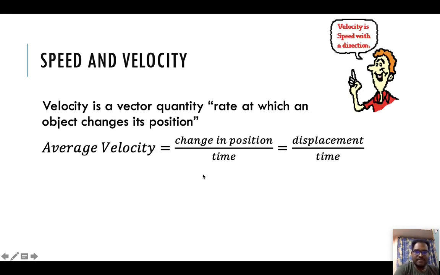Next is velocity. Here again I have told you the definition of velocity and speed, or the difference between them. So velocity is a vector quantity, and average velocity is basically change in position divided by time, or displacement divided by time. Here again, recall displacement: it is basically your shortest distance between 2 points, divided by the time that is taken to travel that particular distance.